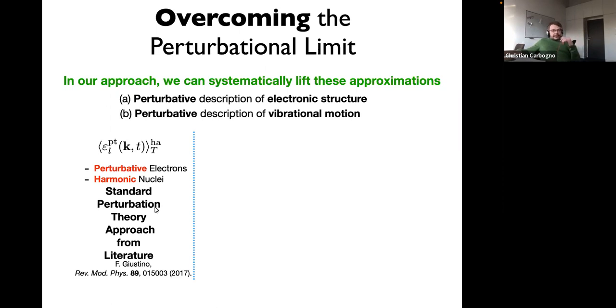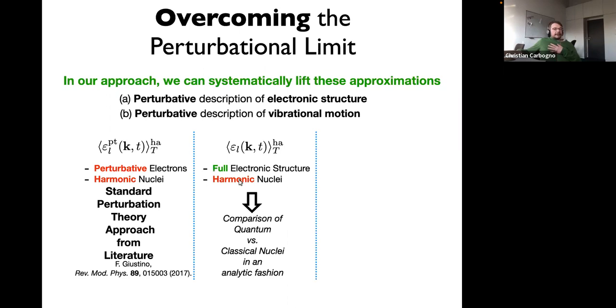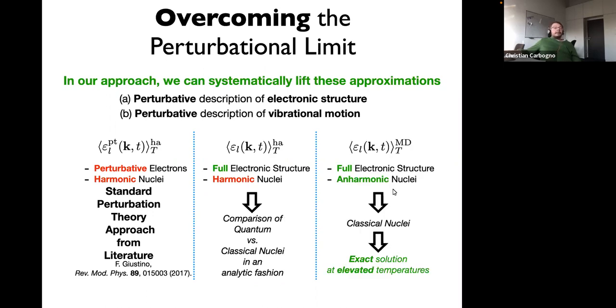Then we will lift the first approximation, so stick to the harmonic nuclei, but calculate the electronic structure self-consistently. This has the advantage that by using harmonic nuclei, we can now compare between quantum and classical nuclei in an analytic fashion. And this way, you will see that this matters. In the last step, we will also lift the approximation on the nuclei and look at anharmonic nuclei and the full electronic structure. In this case, we only deal with classical nuclei because we're doing classical molecular dynamics, and we get the exact solution at elevated temperatures. So let's do this step by step for strontium titanate.